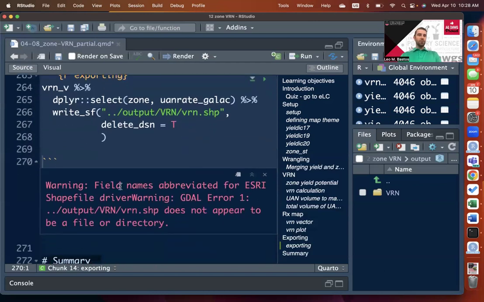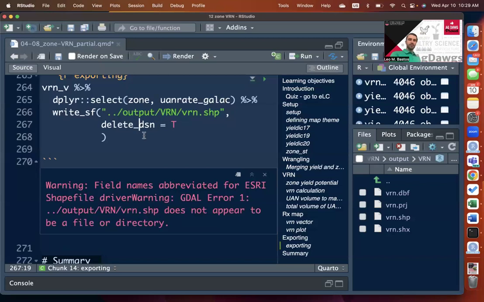it's giving us a warning, the field names abbreviated for the shapefile. Well, it gave me a warning here and even an error, but it's still exported. So on your side, if you're getting some warnings or errors here, at least make sure that if you navigate, so again, our blue button here, if I go on output and vrn, I should have these 4 files there.